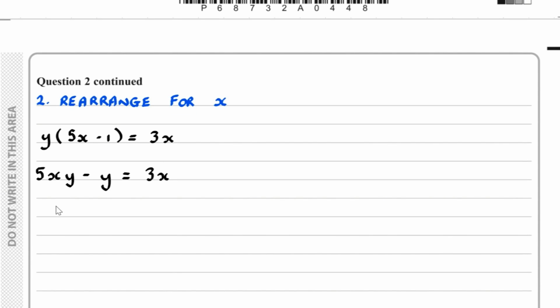Everything involving an x on one side, everything that doesn't involve an x on the other side. We have 5xy minus 3x equals y. Factorize out an x. So we have x lots of 5y minus 3 equals y.